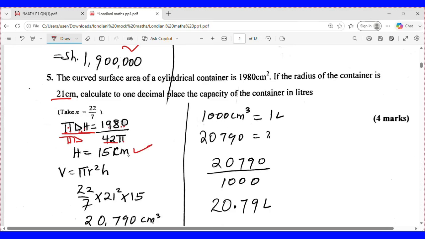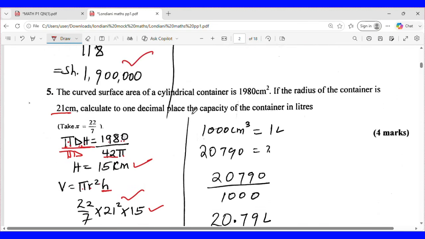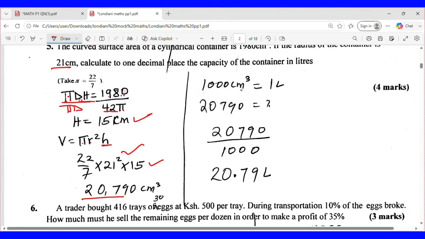Now we have the height. Why do we need the height? Volume is equal to pi r squared h. That's why we need the height. Then volume will be 22/7 times this radius squared times height, and it gives us 20790. But we were told to give it in capacity, meaning in liters. So you know that 1000 centimeters cubed is equal to 1 liter. Then you give it this.